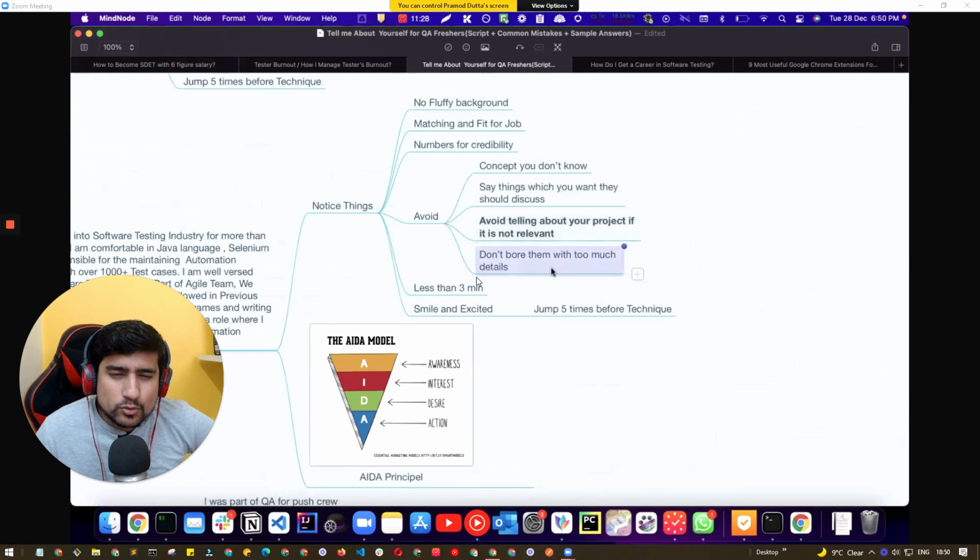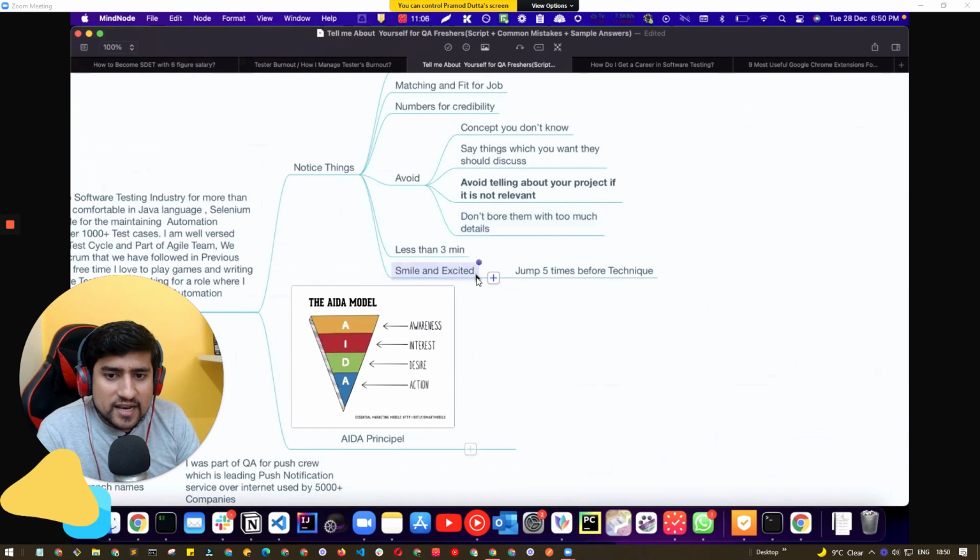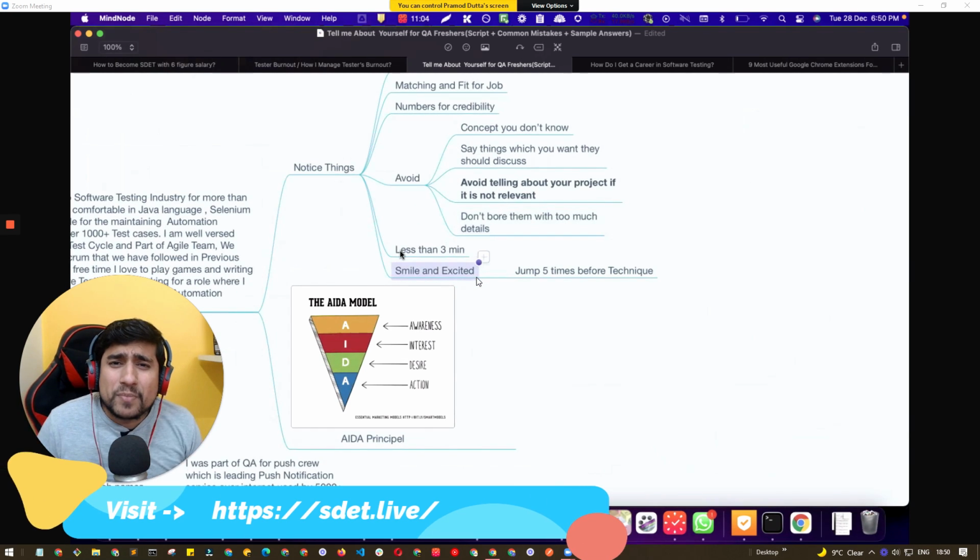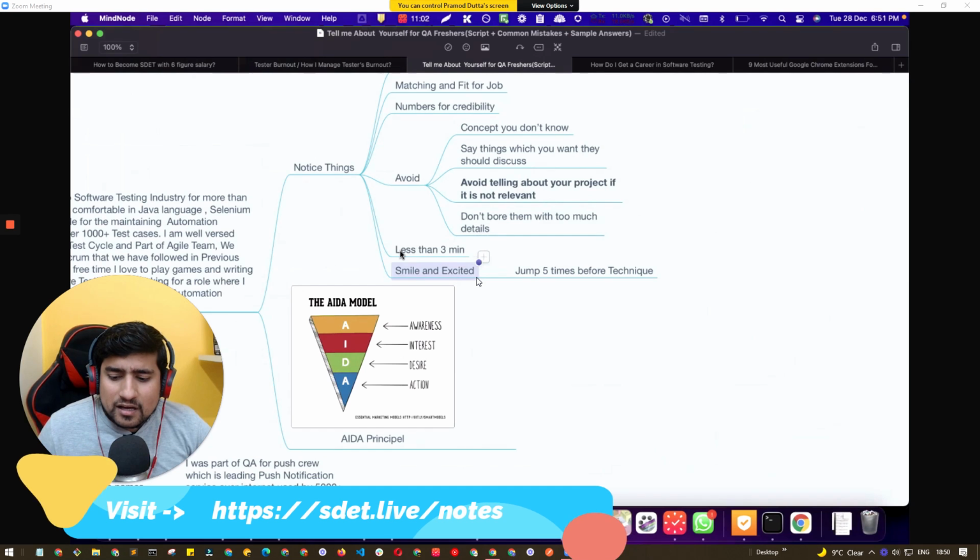Don't bore them with too many details that you have seen personally. A couple of folks, especially in QA, continuously talk about their project. No, only important keywords, only the work which is related to how you are a fit, how you are helpful to the job. That's it. Smile and be excited. This is important: less than 3 minutes, guys. Don't expand to 10 minutes.